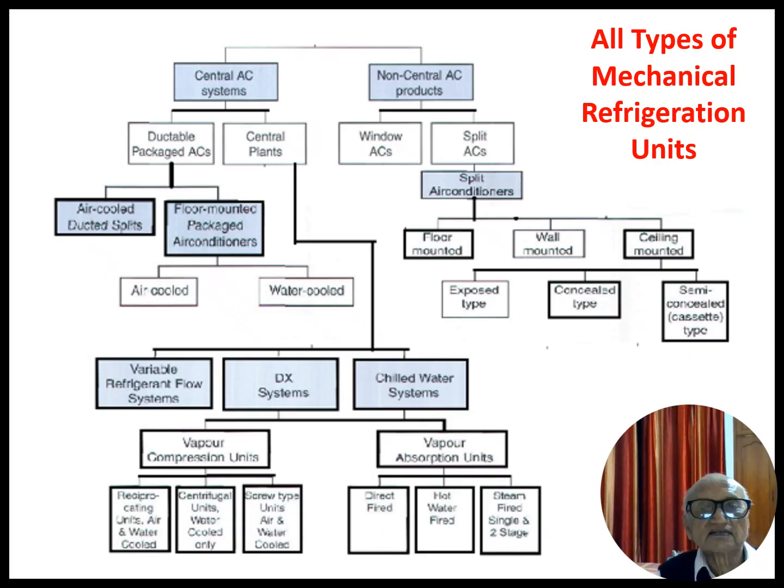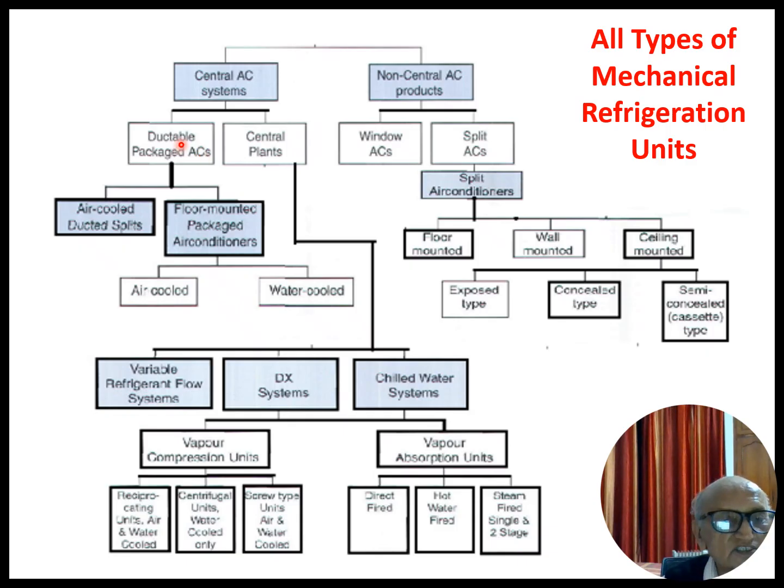Friends, this chart describes all types of mechanical refrigeration systems. Let us take the central air conditioning system. In this, there are two types of systems in central: ductable package type and central plants.